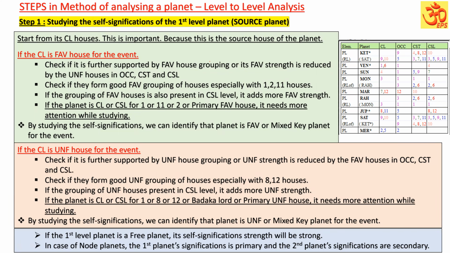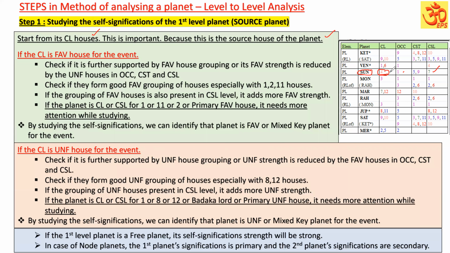While we are studying the source planet, we have to start our analysis from the cuspal Lord houses, because the cuspal Lord houses are the most important, as they are the source houses of the planet. For example, take Sun: fourth Lord, occupying Lagna, 5 and 9 star Lord, and 7th cuspal sublord. The planet is owner of the fourth house. This is important. We have to study its self-signification from CL to OCC, CST to CSL, so left to right.